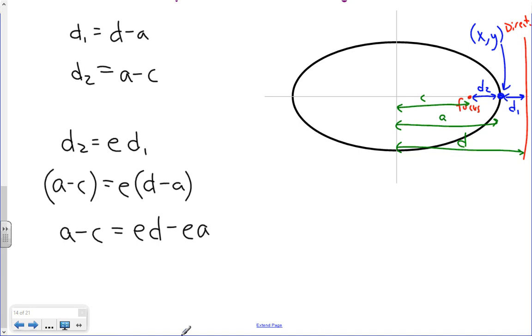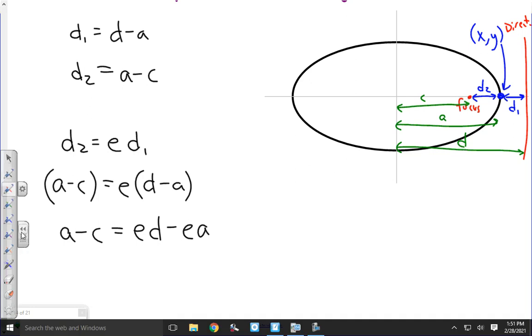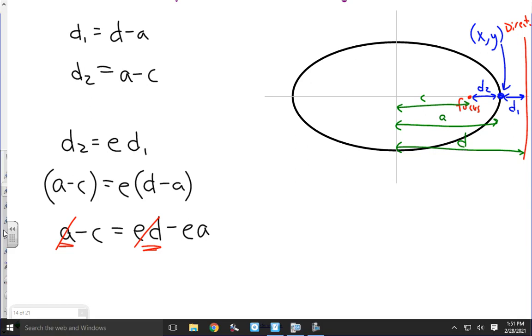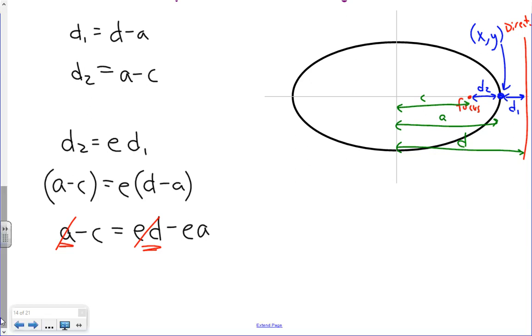And actually, from our previous work there, we showed that A is equal to E times D. Those two are equal to each other. So I could either replace one with the other and then subtract these out, or actually they'll just cancel each other out because of the fact that they are equal. A is equal to E times D. And now if we multiply through by a negative 1, I'll end up with C is equal to E times A. And right there is our proof of that last property there.